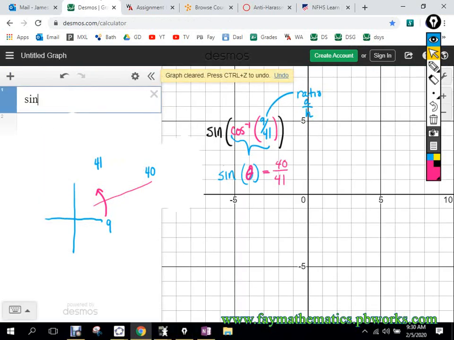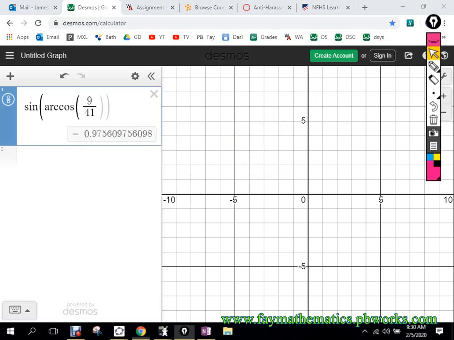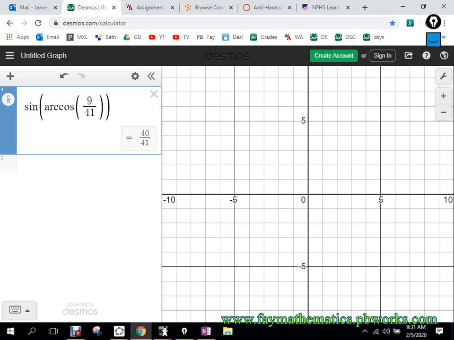If I take arc cosine, or cosine inverse, of 9/41, it gives me that number right there, right? And in Desmos, I don't know if your calculator will do this, you can go fraction key. But Desmos will toggle back and forth between the decimal version and the fraction version, right? So that does all the work for me, right? Okay.